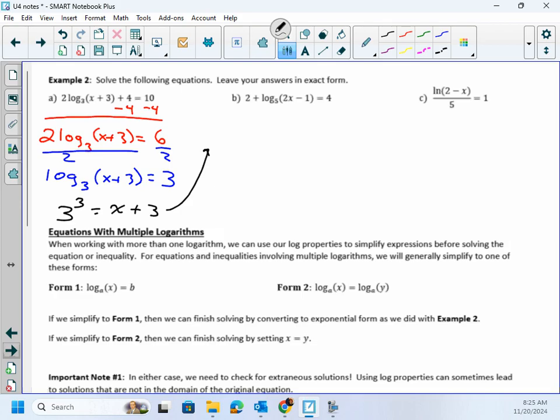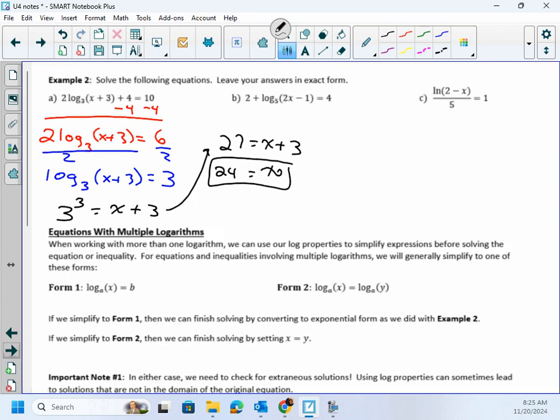I'm going to go here because I lost space. 3 to the third I can do. 3 to the third is 27 equals x plus 3. So x equals 24. When you start with logs, you always have to verify that your final answer is okay. If you start with exponentials, I don't care, because I can have any number in an exponent without an issue.